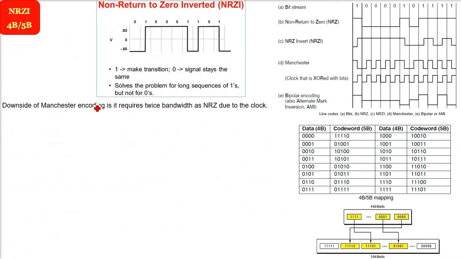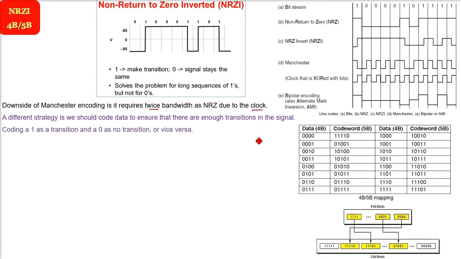But what is the downside of the Manchester coding? As I said, it requires twice the bandwidth of NRZ because it has a clock also, and we were XORing it also. So there can be different strategy thoughts. We should code data to ensure that there are enough transitions in the signal. We can code the data itself.